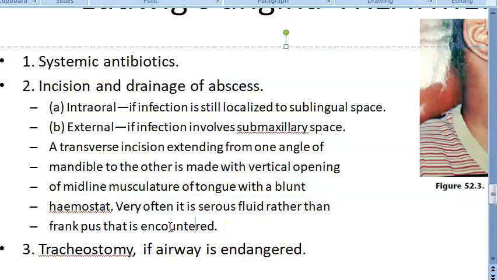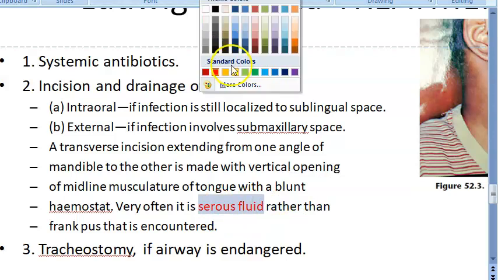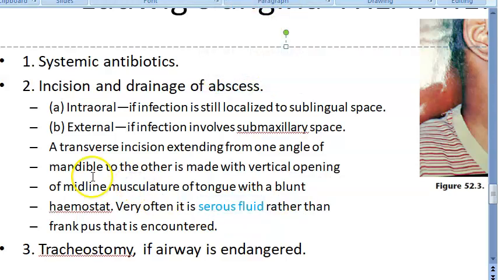That's what they said, right? It is not, you won't have pus, you will actually have cellulitis. So what you will get out is serous fluid. So it is serous fluid that they are going to get here, not pus. Transverse incision they are making from one angle of the mandible to the other. Okay. Like this. A vertical opening in the midline musculature of tongue.